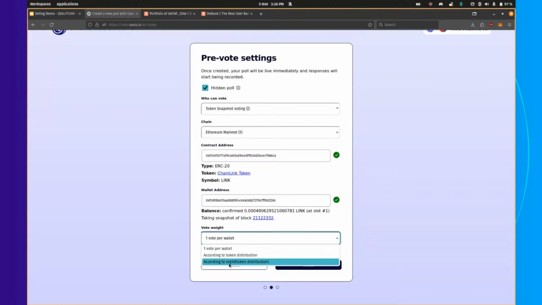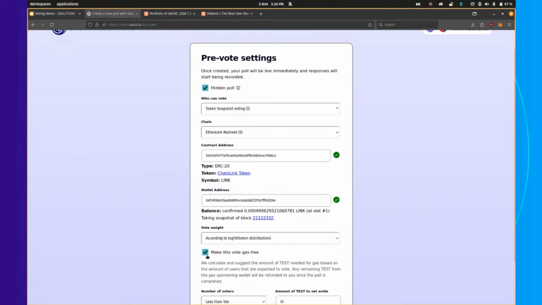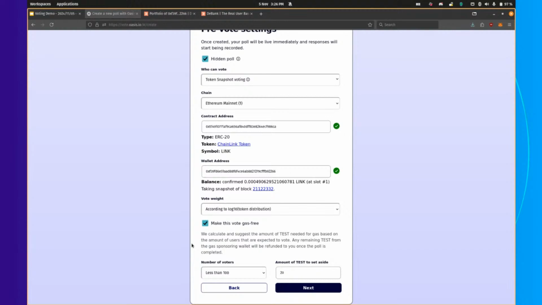So let's do the logarithmic token distribution. And I'm going to make you a LINK whale, so it's better to have the logarithm. I'm going to make this gas free as well, right?